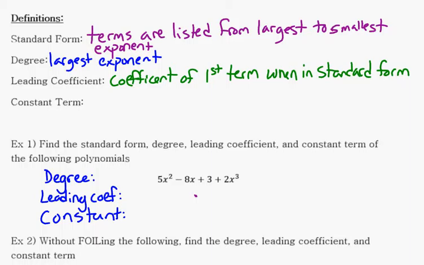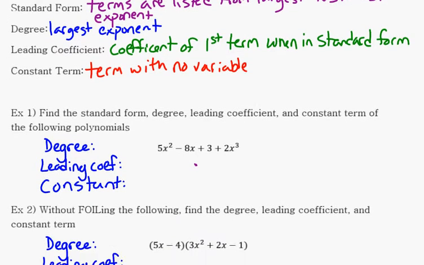Lastly, we have the constant term. And the constant term is going to just be the term with no variable. Now that one's pretty easy to pick out. It's going to be at the end of my polynomial. So there are four terms that we're going to use a lot. So let's look at example 1.